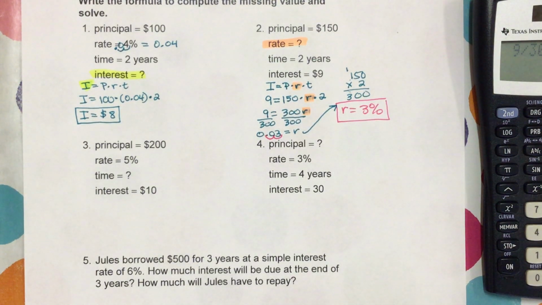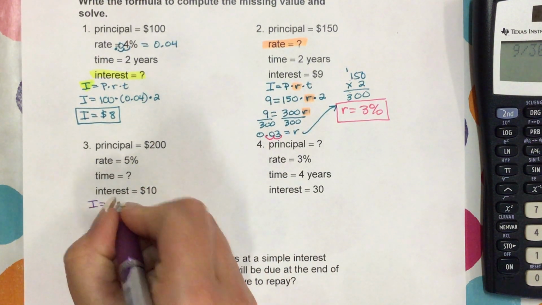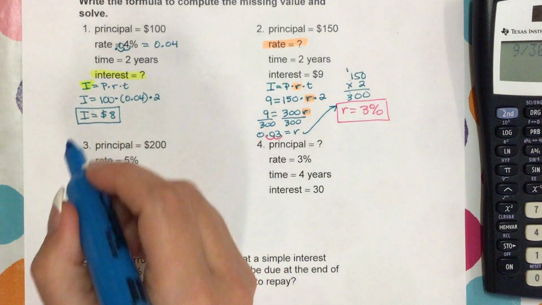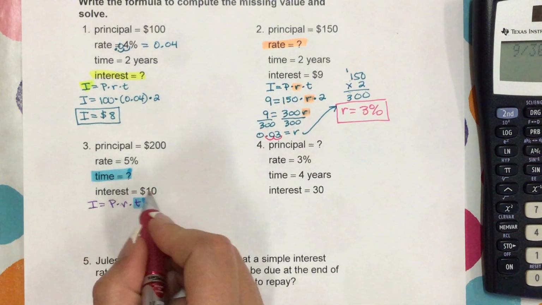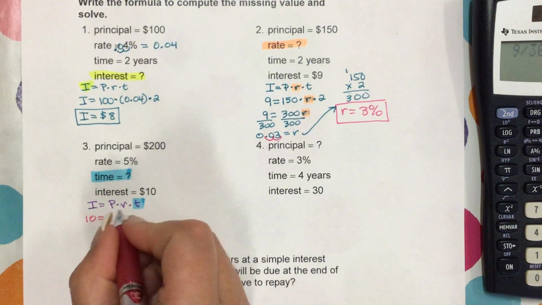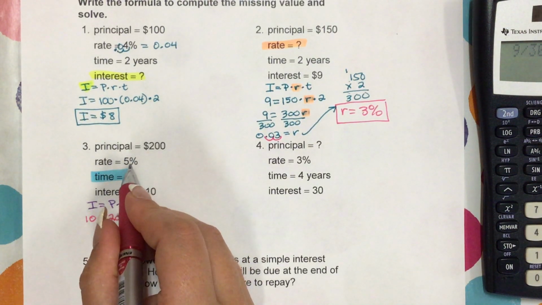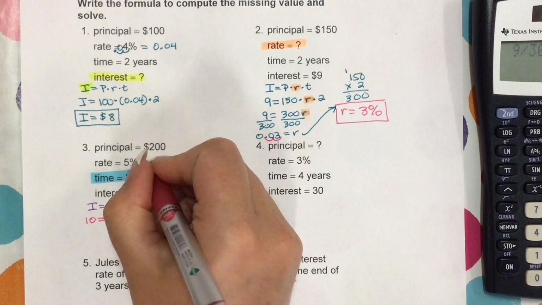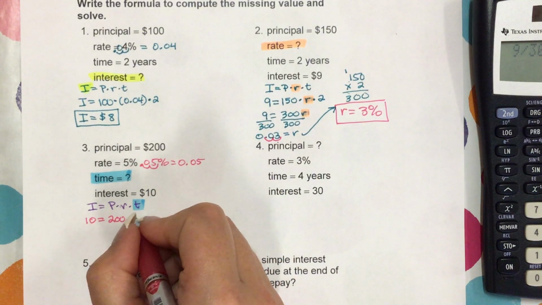All right, we're back with problem 3. Let's go ahead and see how you did. We know that we're using the formula interest equals principal times rate times time. For this particular problem, we do not know what the time is. So we need to figure out what the time is, how many years it was invested. We know that the interest accumulated is $10. The principal is $200. And the rate is 5%, but we need to convert that to a decimal. So move it 2 places to the left. So that ends up being 0.05.